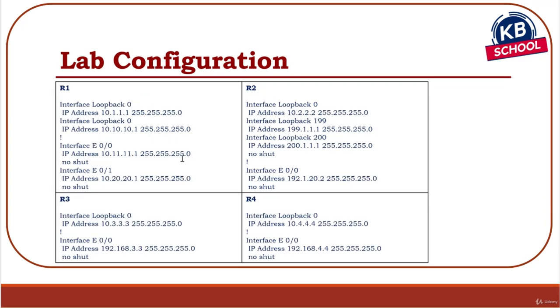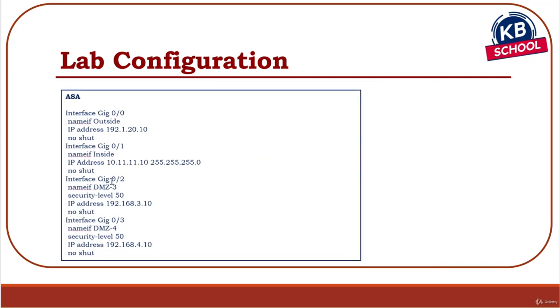I've also given you the basic or the initial config of router 1, router 2, router 3, router 4 with the loopbacks and the Ethernet interfaces configured. This is the config that I just went through. The interface Gig 0/0 set the name and the IP address. Gig 0/1 did the same thing. Gig 0/2, Gig 0/3 did the same thing, with different IPs between Gig 0/2 and 0/3, the same security level, but the rest is the same.